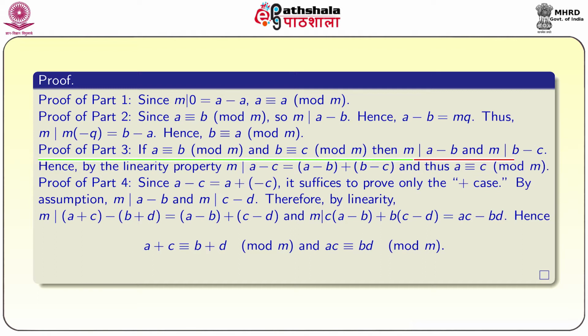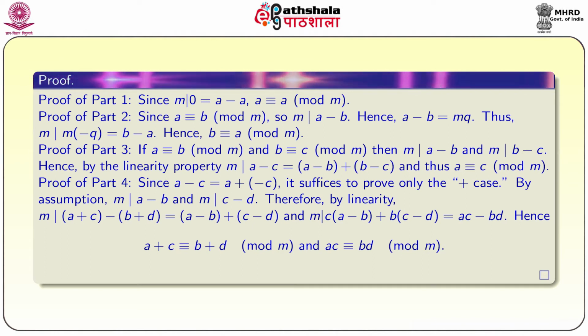Here, if a is congruent to b mod m and b is congruent to c mod m, then by definition m divides a minus b and m divides b minus c as well. So, by the linearity property, m divides a minus b plus b minus c, that is equal to a minus c. Thus, a is congruent to c mod m. So, with this we proved the transitivity property also. Parts 1, 2, 3 prove that congruence is an equivalence relation on the set of integers.